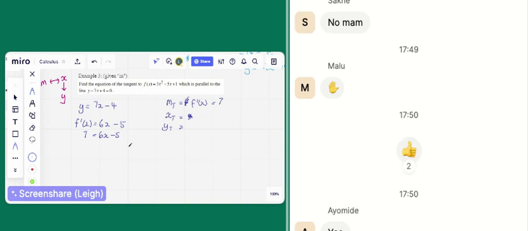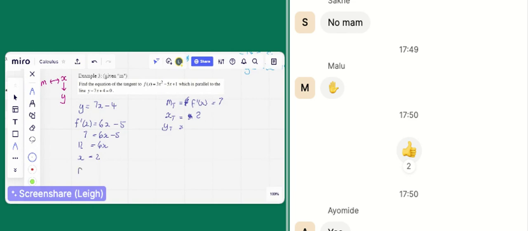Well done. Great. So now I'm going to move the -5 over to the other side. So that would leave me with 12 is equal to 6x. I would divide both sides by 6, and that means that x would be equal to 2. Okay, so what do I have so far? The gradient is 7. X at the point of tangency is 2. So now what do I need? Y at the point of tangency.